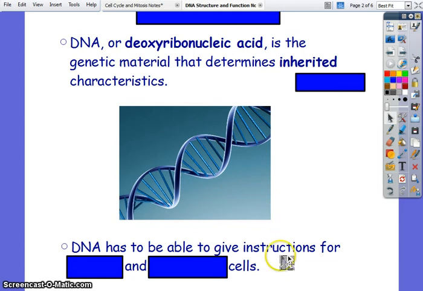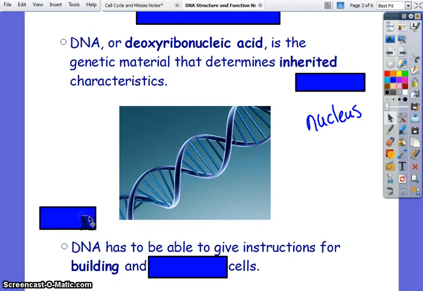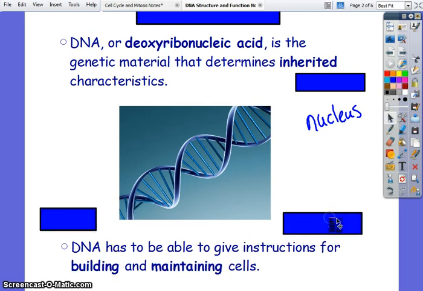DNA is a super important molecule. It is found in the nucleus. You learned about that when we did mitosis and went through the organelles in the cell unit. You know the DNA is found in the nucleus. So DNA has to be able to give instructions for building and maintaining all of your cells. And DNA is found in every single cell in your body, minus a couple.